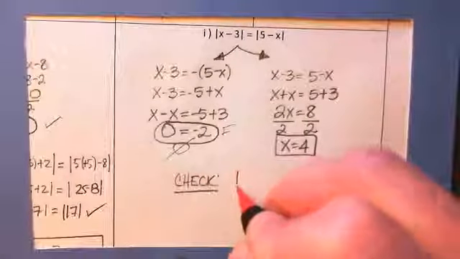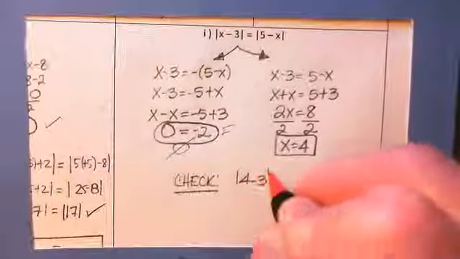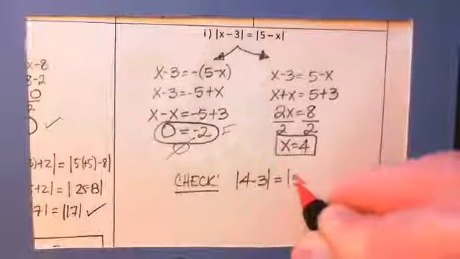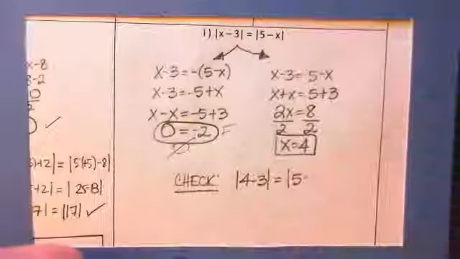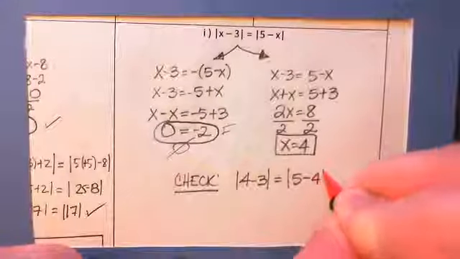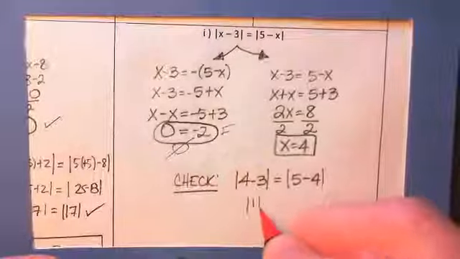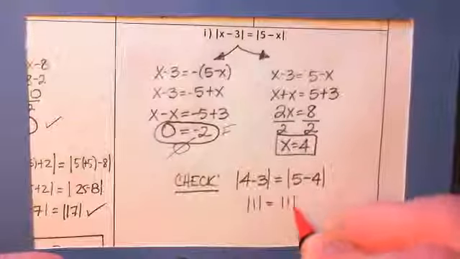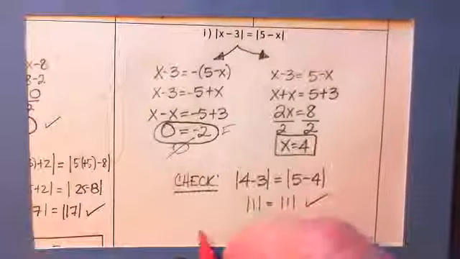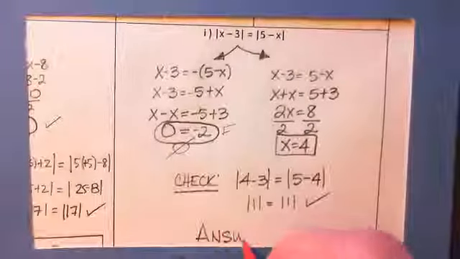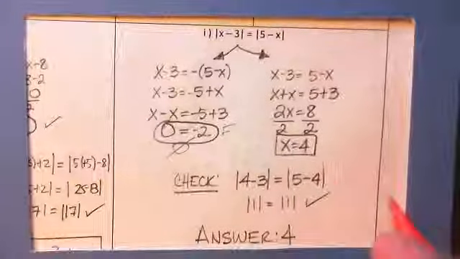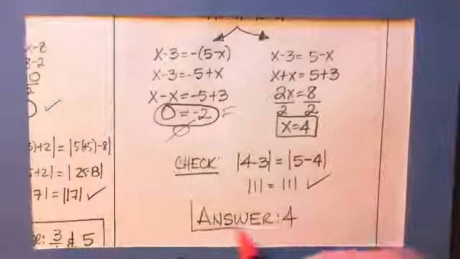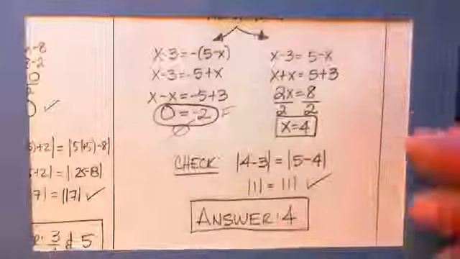So basically, it's going to be the absolute value of 4 minus 3. Is that the same as the absolute value of 5 minus x? I'm going to plug in 4 for x. So 5 minus 4. So this would be 1. And this will also be 1. So that is true. So that means for this problem I have an answer of 4. Alright, so this is the answer for letter I. Alright, and this concludes the lesson for B7.